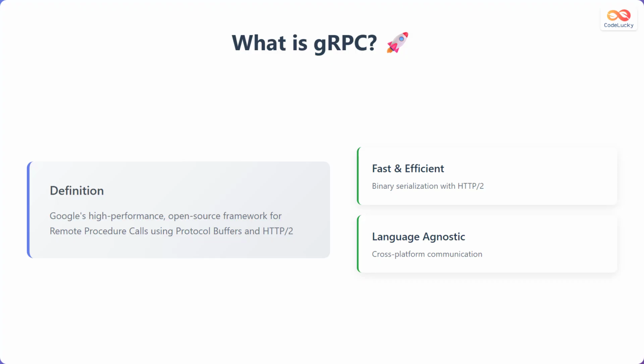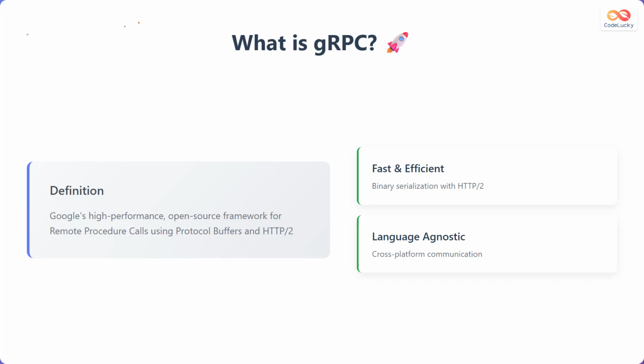gRPC stands for Google Remote Procedure Call, and it's a high-performance open-source framework that revolutionizes how distributed systems communicate. Unlike traditional REST APIs that use JSON over HTTP/1.1, gRPC uses protocol buffers for serialization and HTTP/2 for transport. This combination delivers exceptional speed and efficiency.